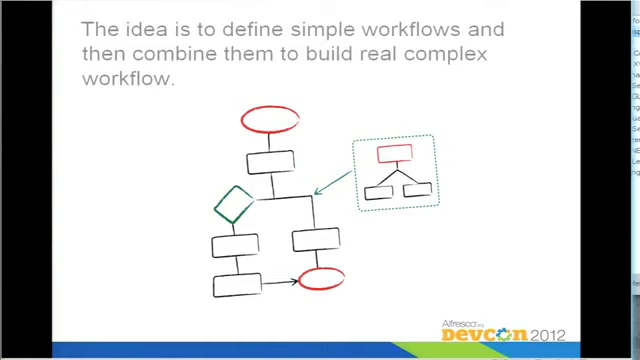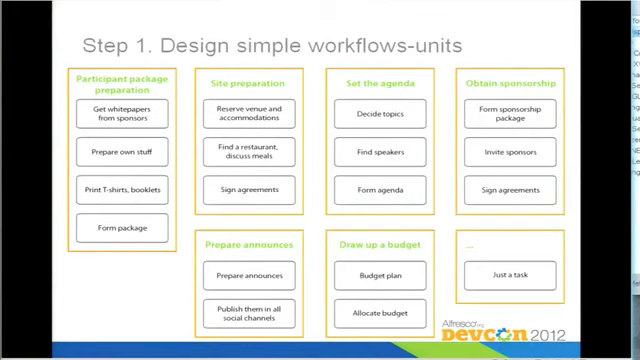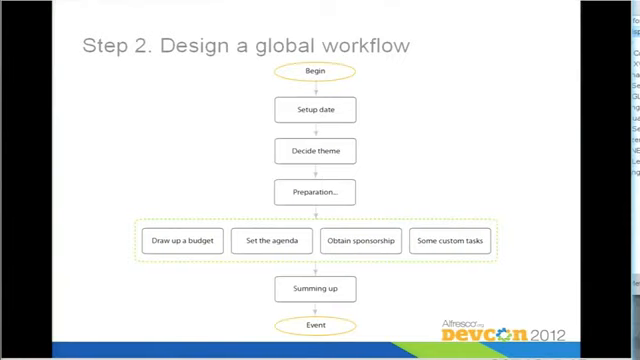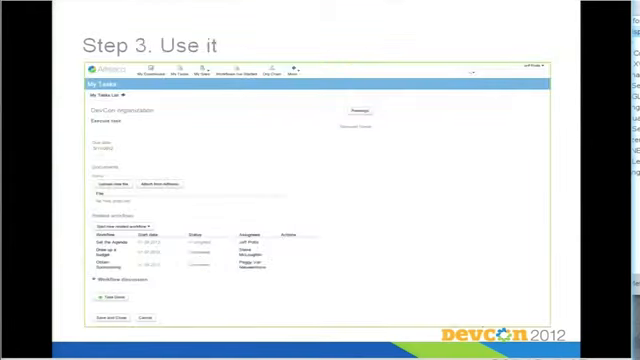Let's see how to do that. First of all, we create some small workflow units. It can be just one task, or it can be a branch of some complex workflow. In our case, setting the agenda for a session at a DevCon is such a workflow unit. The second step is to design a global workflow with some checkpoint tasks from which we can start our related workflows, our units that we created before. Let's see how it will look in the Alfresco Share interface.